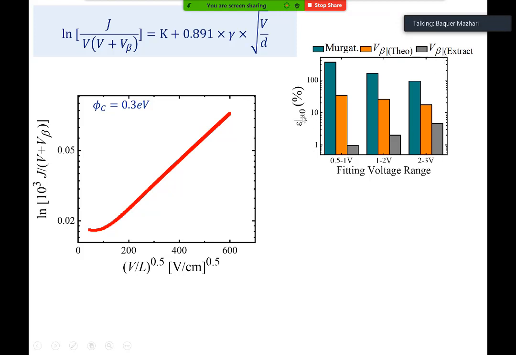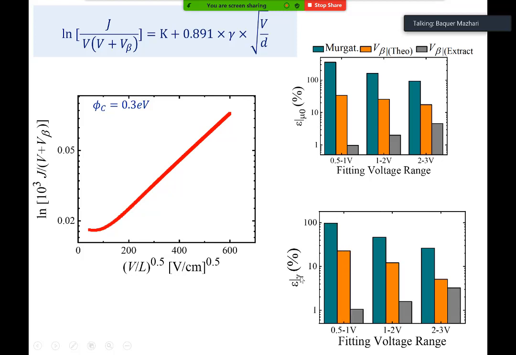And this is the error in mu naught. The error in mu naught with the Murgatroyd method used to be very high, more than 100%, and drops significantly when we use this expression with an ideal value of V beta. But this ideal value of V beta of 0.9 also gives us significant errors. When we fit it with an empirically determined V beta, the error drops significantly. Whether we take the 0.5 to 1 volt range, 1 to 2 volt range, or 2 to 3 volt range, the errors are less than 10% in estimation of mu naught. Similarly, the estimation of the field enhancement factor gamma also becomes much more accurate.